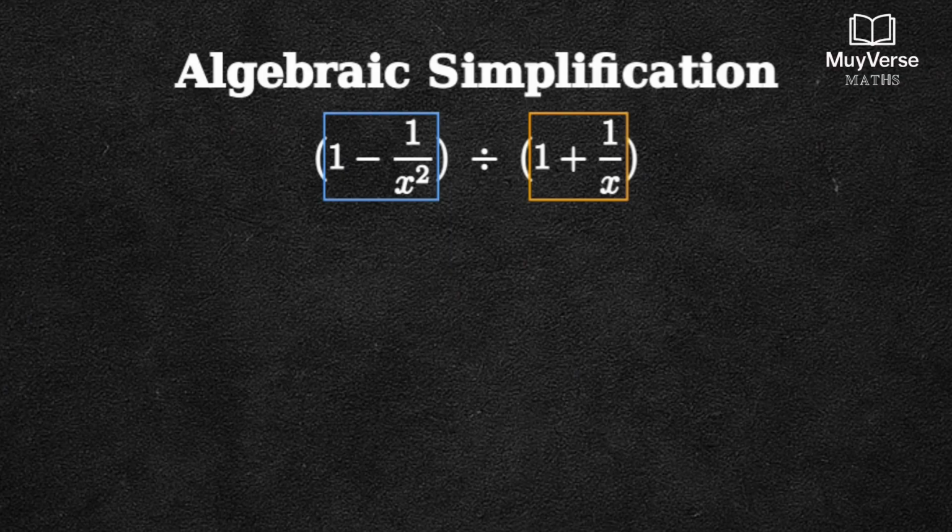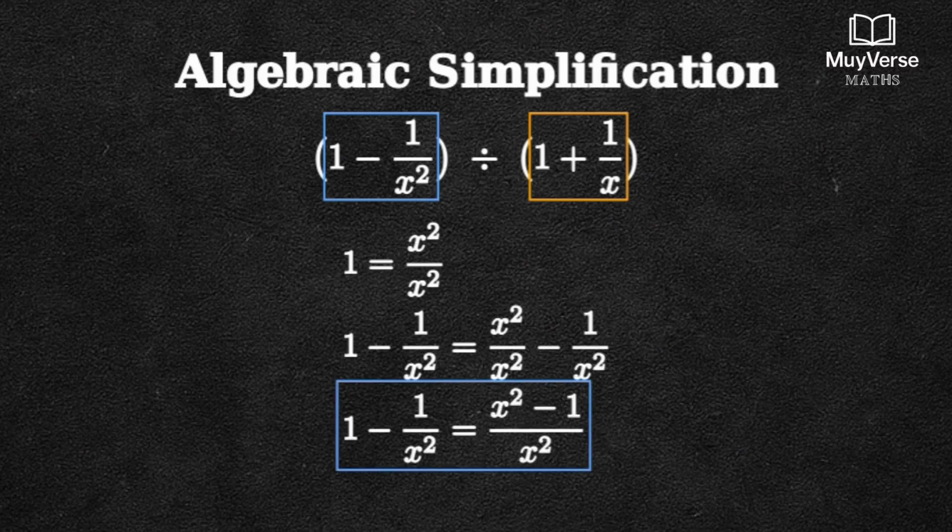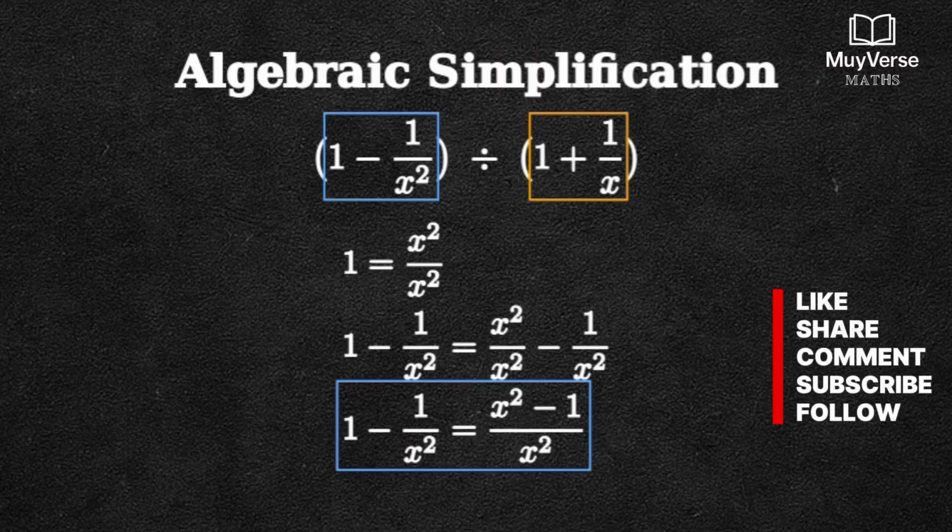Rewrite each part as a single fraction. For the left part, 1 is x squared over x squared. So 1 minus 1 over x squared becomes x squared over x squared minus 1 over x squared, which is x squared minus 1 over x squared.